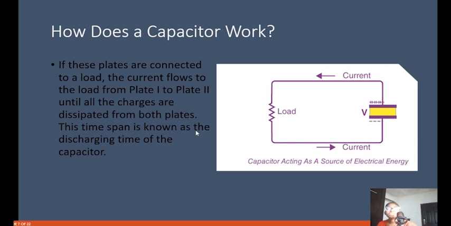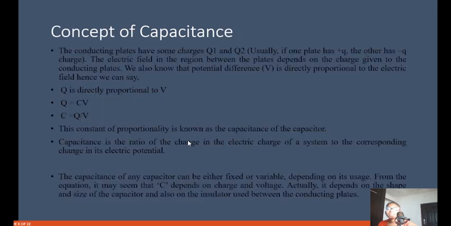This time span is known as the discharging time of the capacitor. The time the charges are loaded into the plate is known as the charging time, and when the charges are sent to the load, it is known as the what? The discharging time of the capacitor.